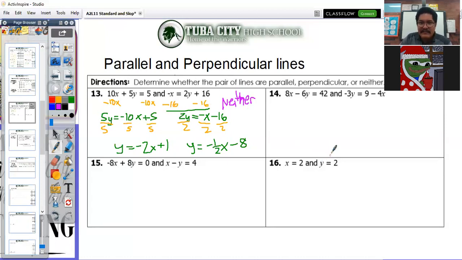Okay, that's like the worst handwriting ever. I just kind of stuck it in there as best I could. All right, so let's go to the next one.